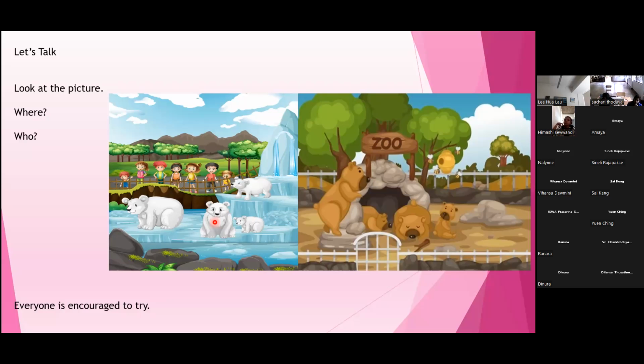There are four polar bears and grizzly bears. Okay. So there are polar bears and grizzly bears in the zoo. All right. Very good. Well done. Anything else? Anybody else? Come on. Are you happy to see the polar bears? Yes, the children are very happy to see the polar bears. Well done. Okay. So tell me a bit more about the polar bears.